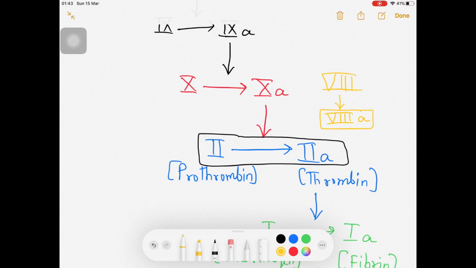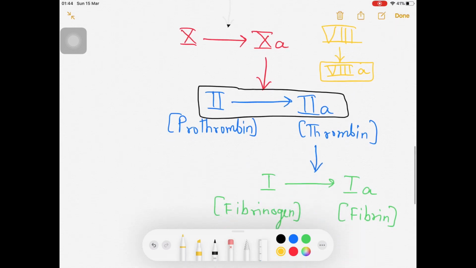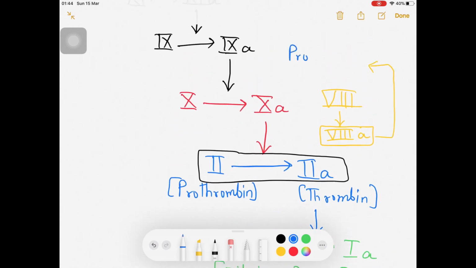Now if you look at this one, factor 8a is actually responsible for the production of a very important complex, that is also called the prothrombinase complex, right? This prothrombinase complex will actually help to convert prothrombin (second) into thrombin (second a). So I can say that this factor number 8 is actually helping you to form the prothrombinase complex.